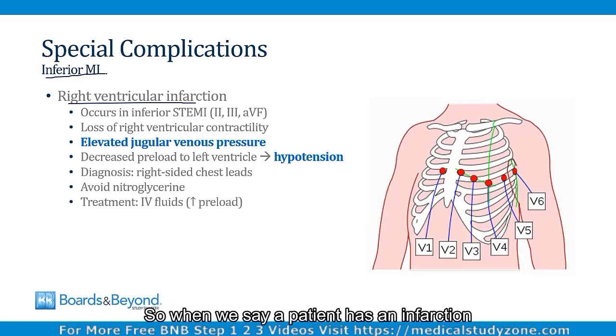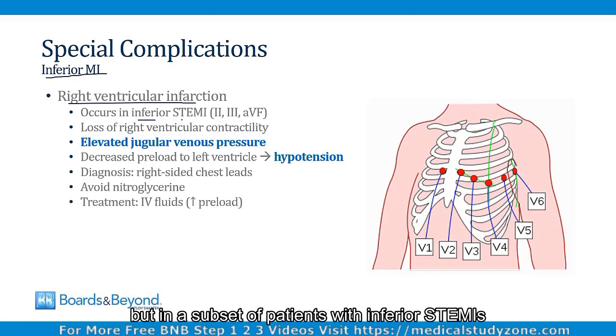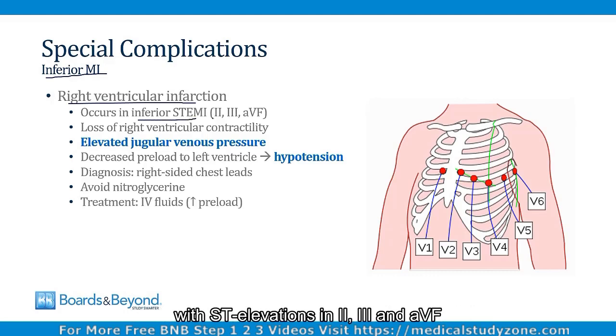So when we say a patient has an infarction of the anterior wall or the lateral wall or the inferior wall, we are talking about the walls of the left ventricle. But in a subset of patients with inferior STEMIs with ST elevations in 2, 3, and AVF, the right ventricle will also be affected. This means that these patients, in addition to having ischemia of the inferior wall of the left ventricle, will also have ischemia of the right ventricle.